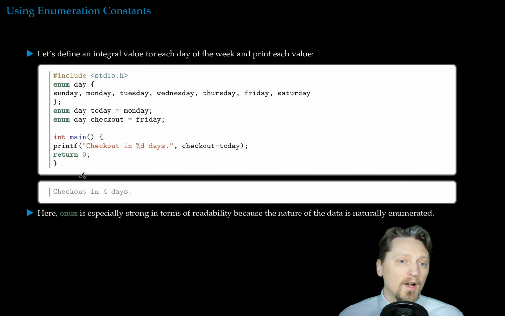If we run this program, we'll get "checkout in 4 days" printed. So today is Monday, checkout is Friday, Friday minus Monday returns 4. Here enum is especially strong in terms of readability because the nature of the data is naturally enumerated. We could also have defined a macro for Sunday equals 1, Monday equals 2, Tuesday equals 3, etc. and done the same thing, but enum was very natural for this set of enumerated constants.